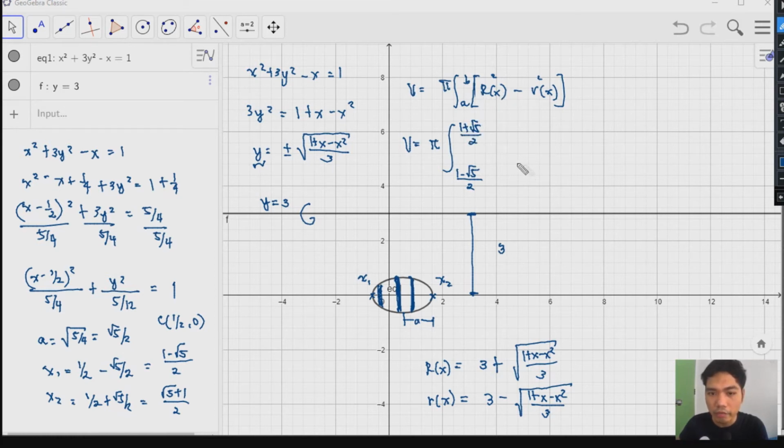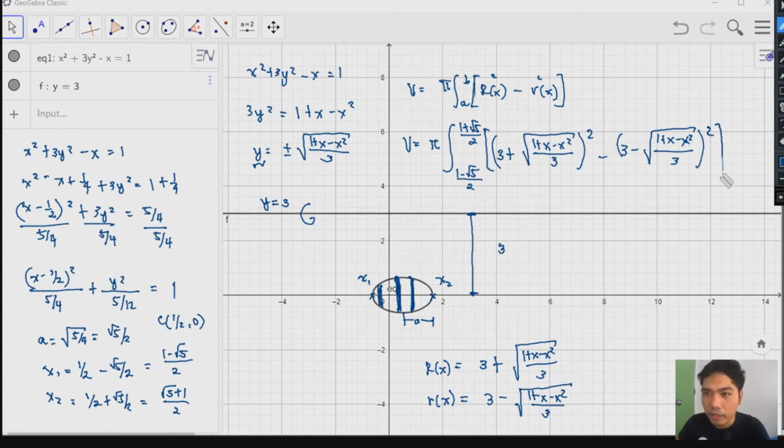And then what's your r of x? The outer radius is 3 plus square root of 1 plus x minus x squared all over 3. And then you square this. You can just use parentheses. Okay? Then minus 3 minus square root of 1 plus x minus x squared all over 3, squared, and then dx.